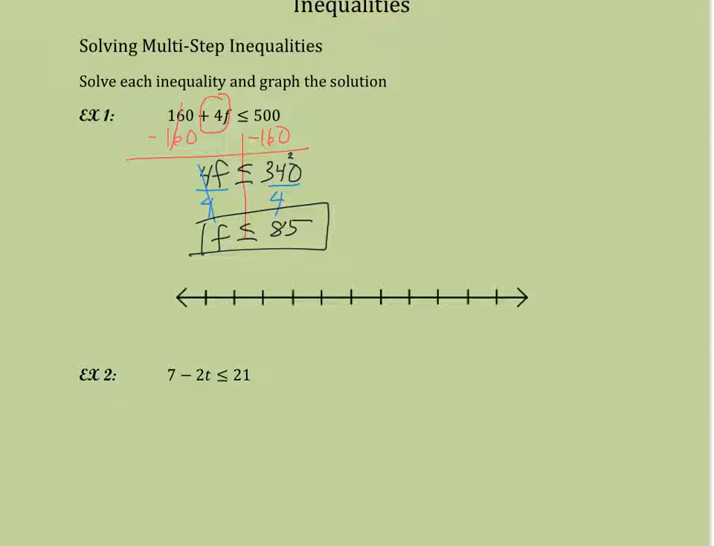So our boundary point is 85. I'm going to put that in the middle. And I'm just going to label every other hash mark. That way they don't get all squished together. Because it's less than or equal to, we are going to have a closed circle at 85, and it's less than, so an arrow to the left.